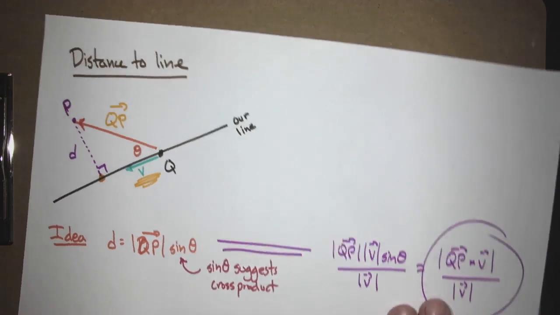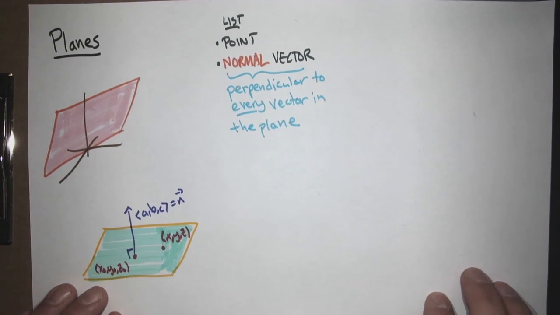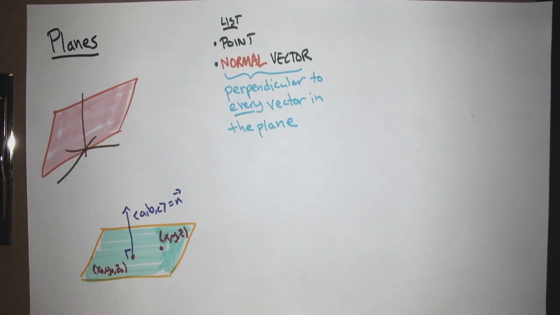Okay, let's move to planes. So if you think about what a line is, you'd think about it as a one-dimensional flat thing. Planes would be like two-dimensional flat things. It's like a piece of paper. That's what a plane is.